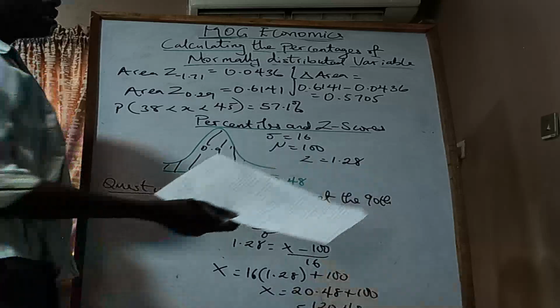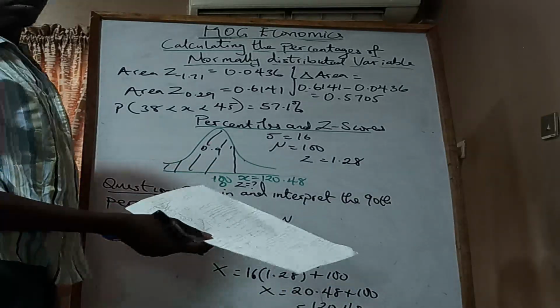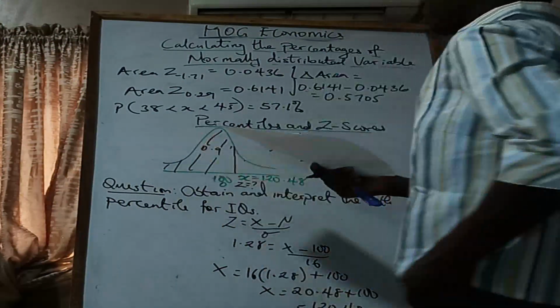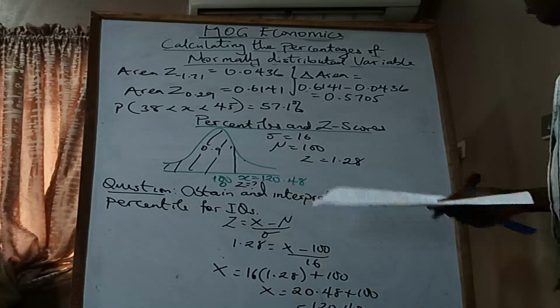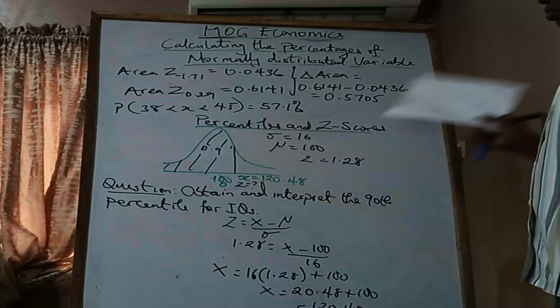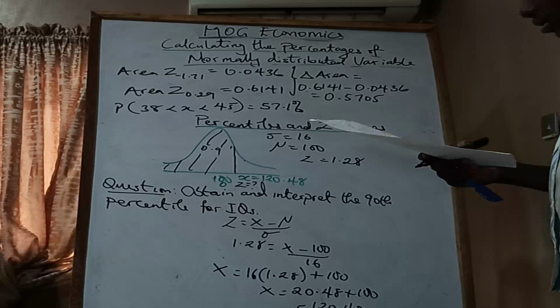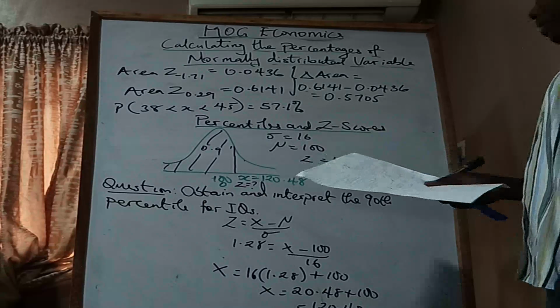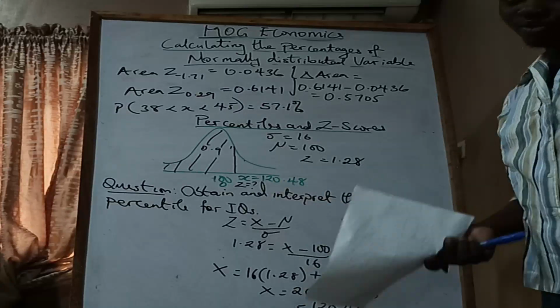Okay, so now the interpretation, because it says obtain and interpret the 90th percentile for IQs. Only 10% of the populace have an IQ that is more than 120.48. Only 10%, because this is talking about 90% already. So only 10% of the populace have an IQ that is greater than 120.48, and 90% of the populace have an IQ that is less than that.